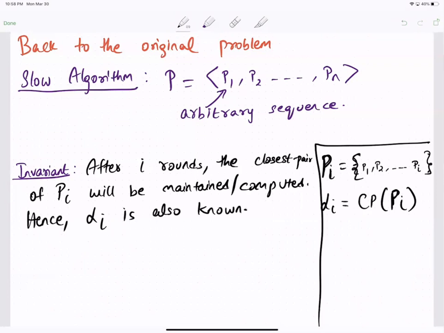Right, so the idea is you keep inserting one point after the other. So you'll have some Pi at a certain point of time. So you will incrementally keep maintaining the closest pair of points, right? Okay, it's kind of an incremental algorithm.